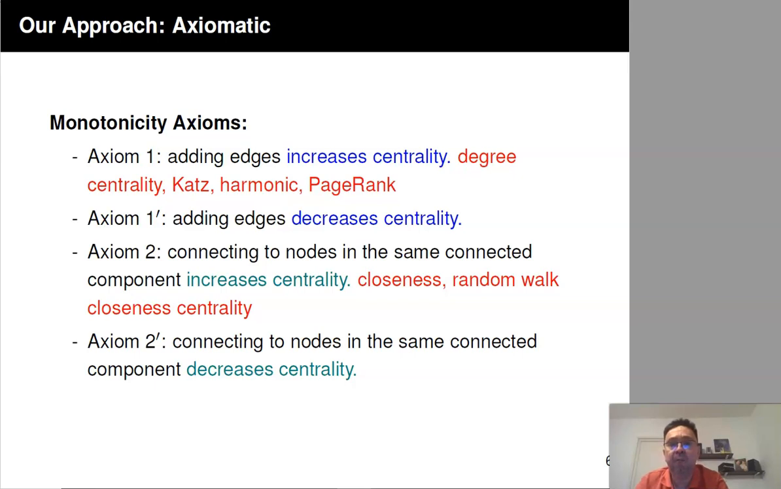A version of monotonicity basically states that nodes want to connect to nodes that are already in their connected component, and such properties are satisfied by a couple of other centrality measures.